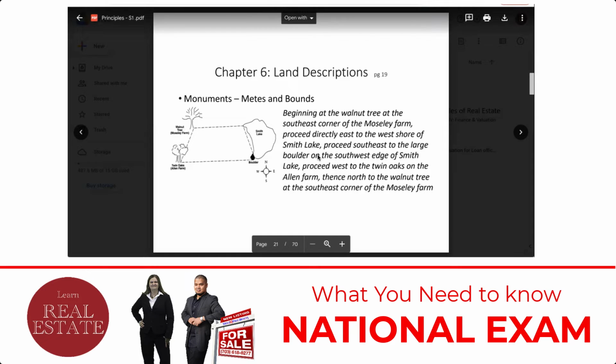So you can see right here, and again, this would be written in the deed: Beginning at the walnut tree at the southeast corner of the Mosley farm, proceed directly east to the west shore of the Smith Lake. I mean, literally, that's what will be written in, which is really crazy. Can you imagine sitting there with your buyer saying, well, this is the legal property description, we're going to have to measure 128 yards, and then 120 degrees south we're going to go. But that's how it works. So again, in more rural areas, they use this method of legally describing properties.